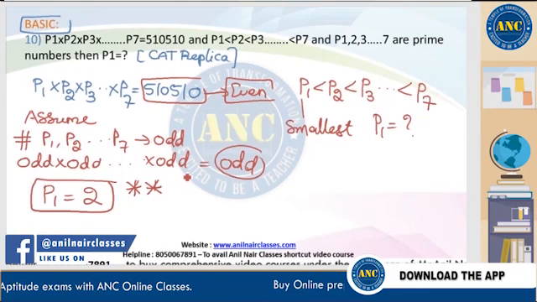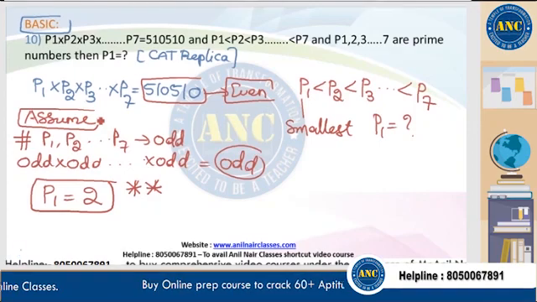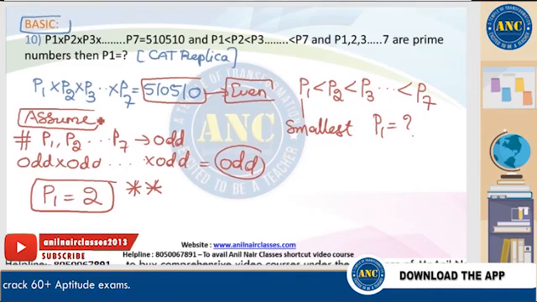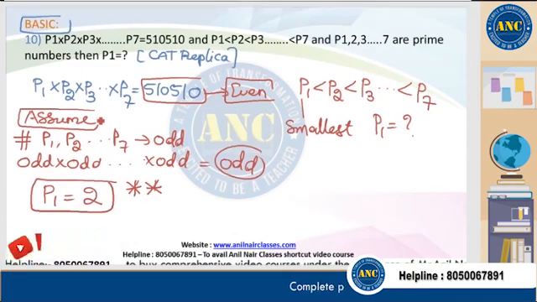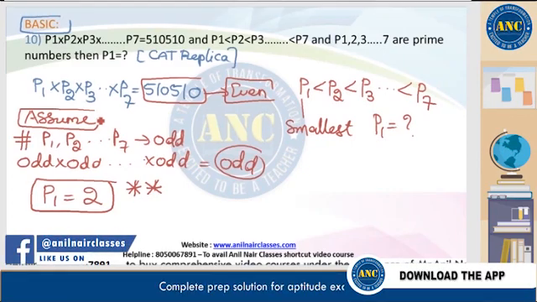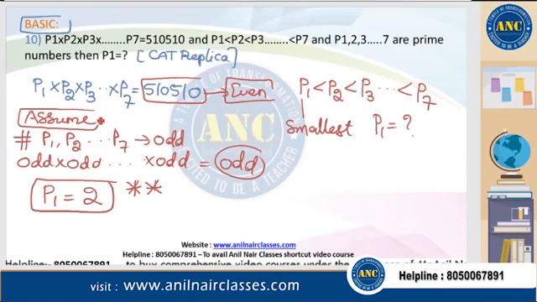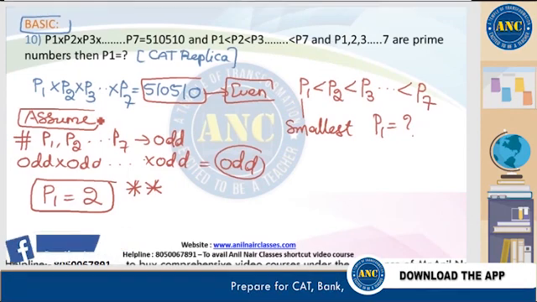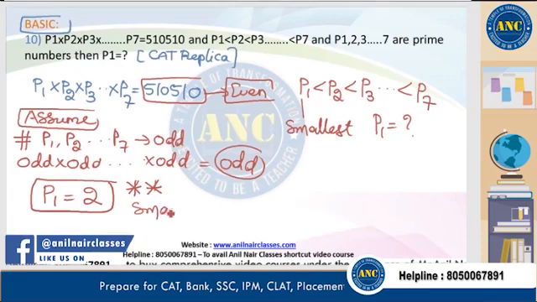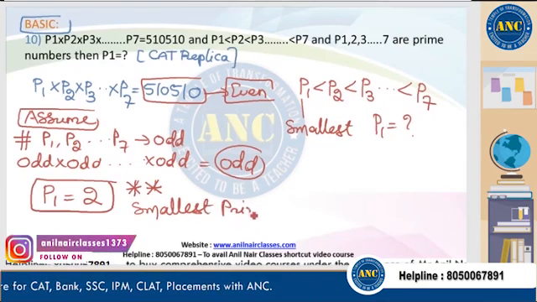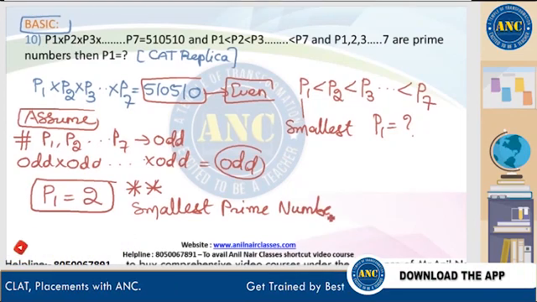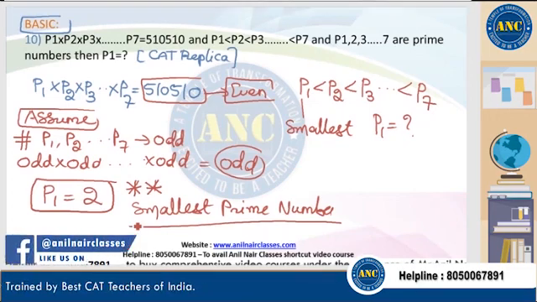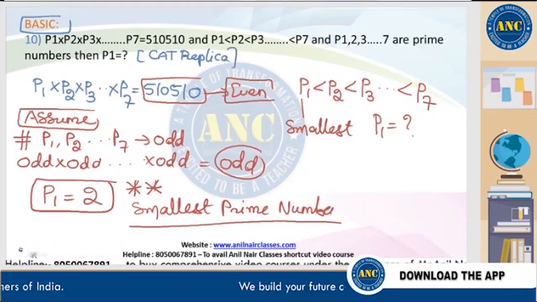So what we have done, we have proved it by assumption. If I assume all the 7 prime numbers are odd, then the product of 7 odd numbers is odd. But 510510 is an even number. All the 7 cannot be odd; one has to be even. What is the smallest prime number that is even? It is 2. So the smallest prime number P1 will be 2. I hope it is clear. Next one.